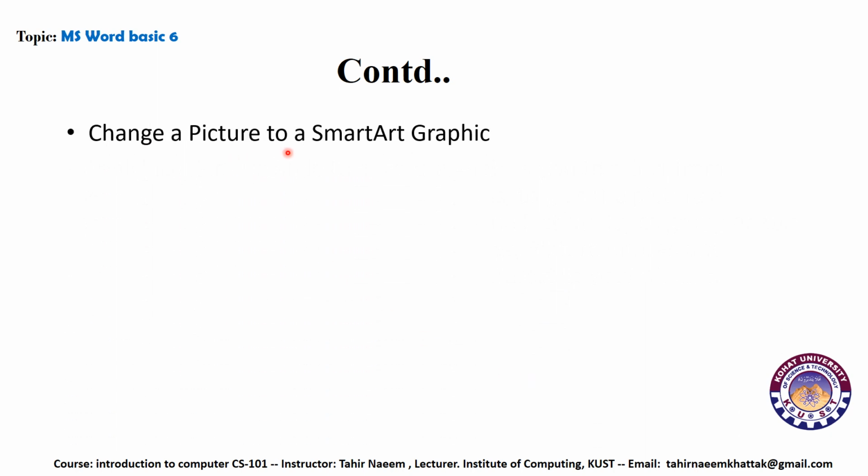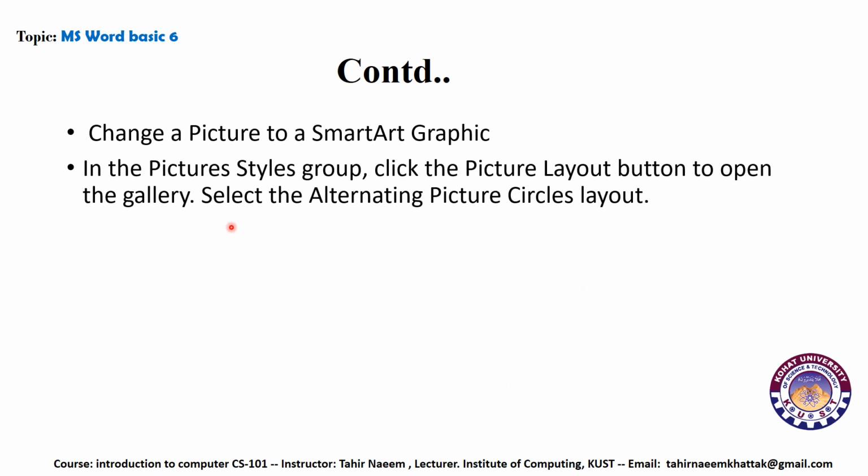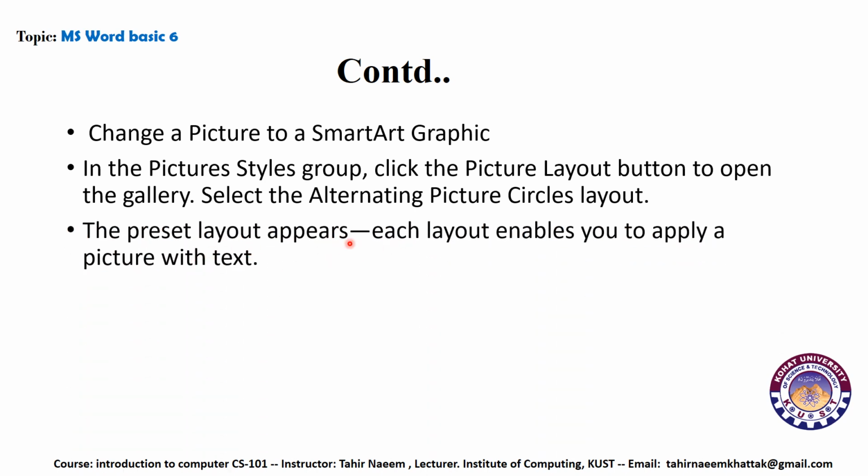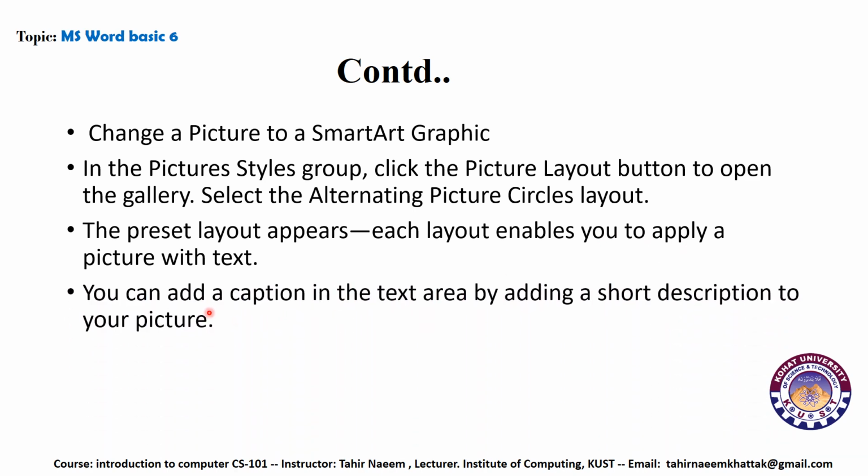Change a picture to a SmartArt graphic. In the Picture Styles group, click the Picture Layout button to open the gallery. Selecting the Alternating Picture Circles layout, the present layouts appear. Each layout enables us to apply a picture with text. We can also add a caption in the text area by adding a short description to our picture, so that it describes the image.